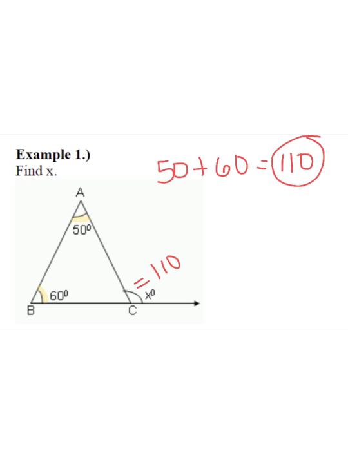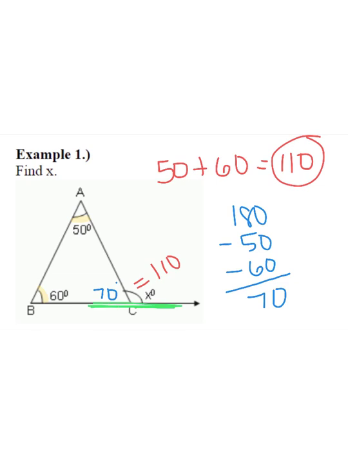You take 180 minus 50, minus 60. You will get 70, so that would be this angle here. That's what we've been using. We've been saying that the three angles of a triangle equal 180, so you can just subtract them from 180 and get 70. And then we had said before that two angles that make a line are called supplementary. So I can take 180 minus 70 and I'll get 110.